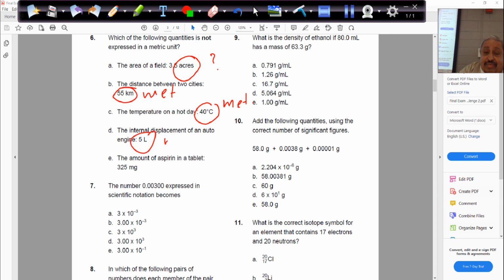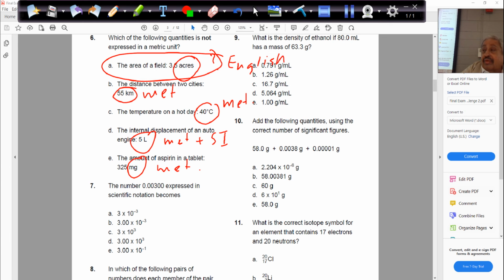5 liters is metric plus SI. SI is borrowing a lot of units from the metric system. The amount of aspirin in a tablet is in milligrams. That's metric. So the only one left is what? Always elimination. The only one left is A. Acre is what system?